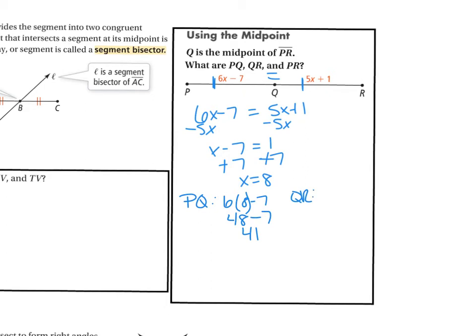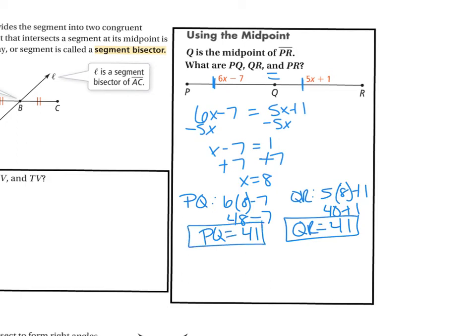So it'd be 5 times 8 plus 1. Well, that's 40 plus 1. Sure enough, 41. So PQ equals 41. QR equals 41. And then the whole way across, that would be PR. PR is going to equal what? Well, it would just be 41 plus 41, which would be 82. So 82 is PR.